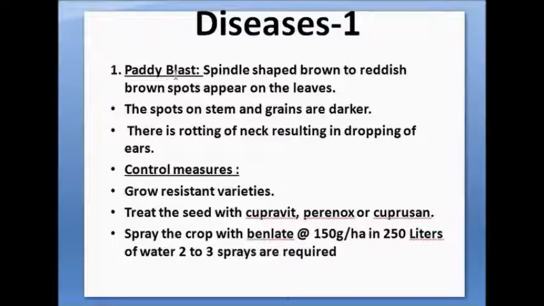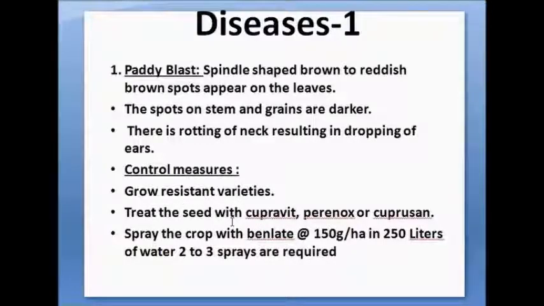One is paddy blast. Paddy blast is because of this reddish color brown spots appear on the leaves, and because of that the stem becomes dark and there is no photosynthesis. Plant will dry. Rotting of necks means the plant at the point of joint or just close to the soil dries and falls down. Control: we have to grow resistant varieties.